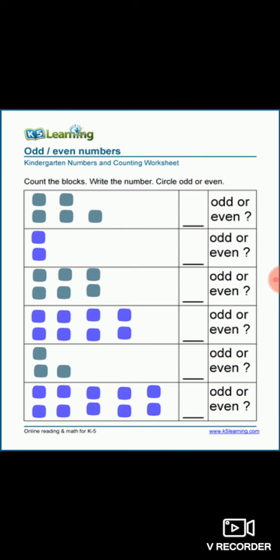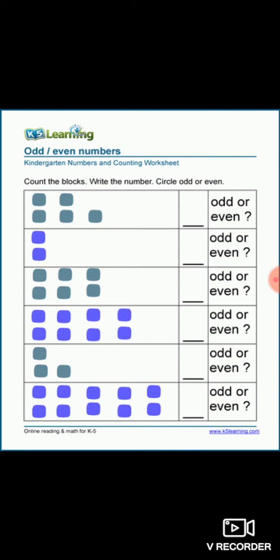So the next activity is count the blocks, write the number, circle odd or even. See the first one, 5 blocks are given. 4 blocks are equally paired and 1 was left out, so it is an odd number. Next 2 blocks are given, it is even.